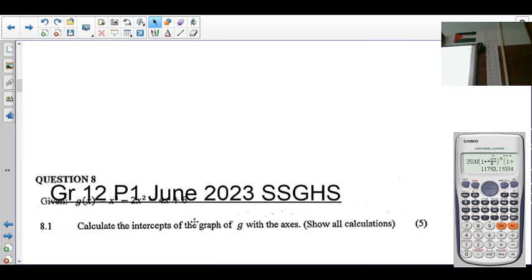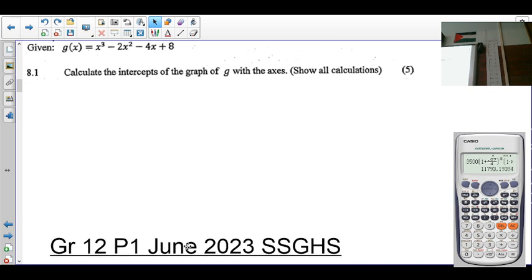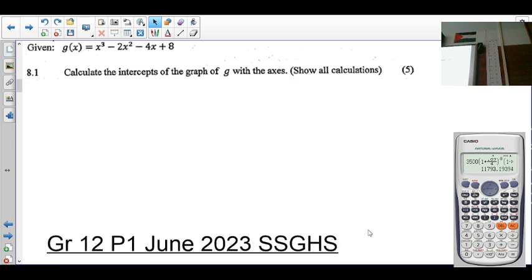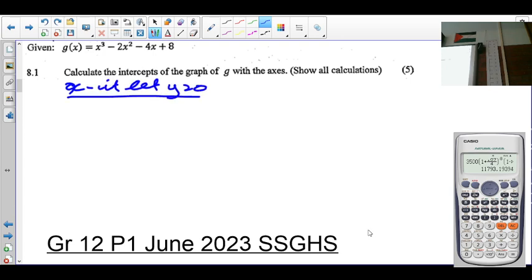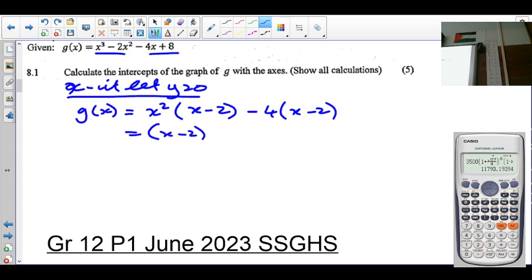Okay, so let's go to the next question. In question 8, we are given x cubed minus 2x squared minus 4x plus 8. Calculate the intercepts of the graph of g with the axes, show all calculations. As you can see here, for the x-intercept we let y equal to 0. We can do it one of two ways, but what I notice here is that I have a common factor. The first two, x squared is common, so I'm left with x minus 2. The next two, I got negative 4 as a common factor, so it's x minus 2. So we got x minus 2, then I'm left with x squared minus 4. Now of course that's x plus 2, x minus 2.